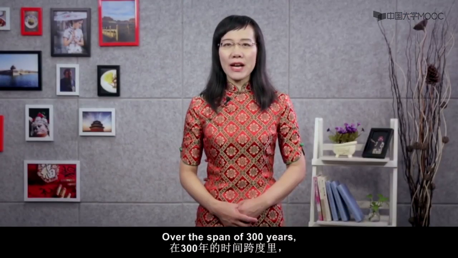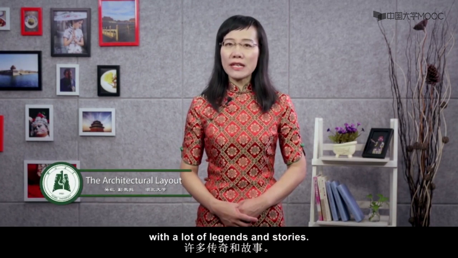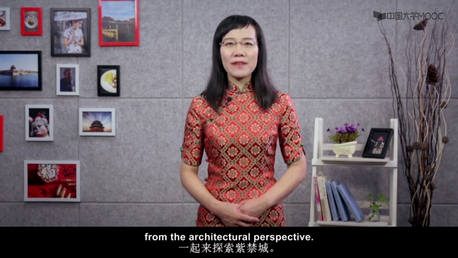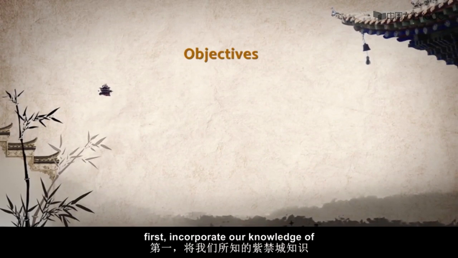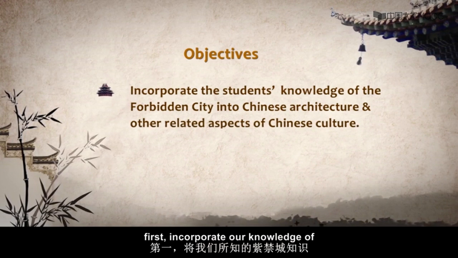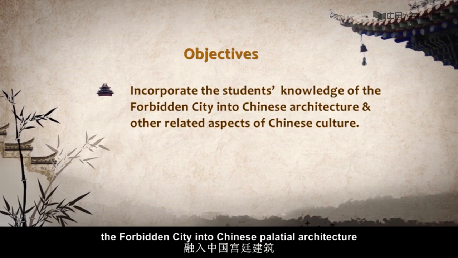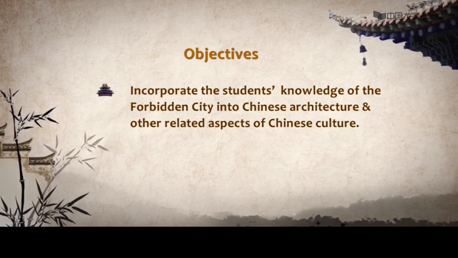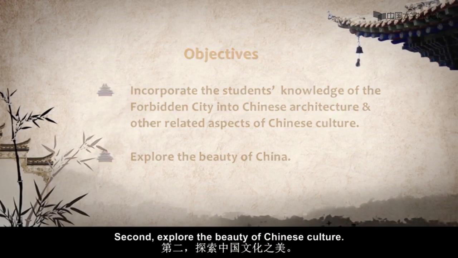Over the span of 300 years, the Forbidden City has been there with a lot of legends and stories. Let's explore them together from the architectural perspective. The objectives for this topic are as follows. First, incorporate our knowledge of the Forbidden City into Chinese palatial architecture and the other related aspects of Chinese culture. Second, explore the beauty of Chinese culture.